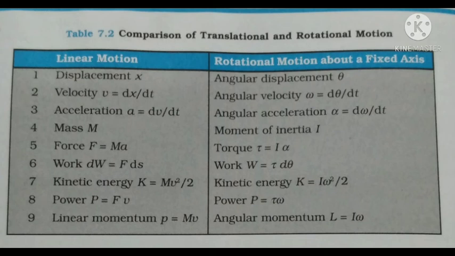In linear motion, work is equal to force into displacement, Fs. In rotational motion, work W equals tau into angular displacement d theta. In linear motion, kinetic energy is half m v square, while in rotational motion, kinetic energy is half I omega square. In linear motion, power equals force into velocity, Fv, while in rotational motion, power equals tau into omega. In rotational motion, angular momentum is L equals I omega, while in linear motion, linear momentum is mass into velocity. So this is the comparison between translational and rotational motion.